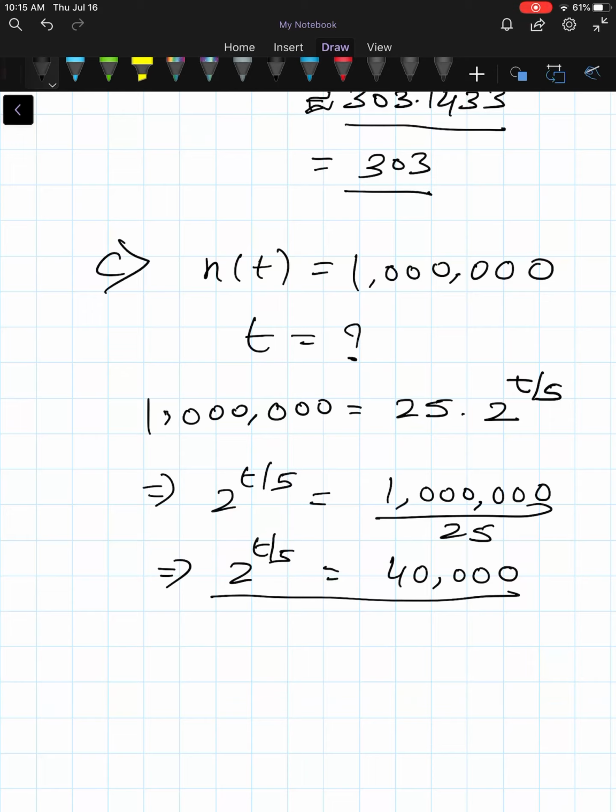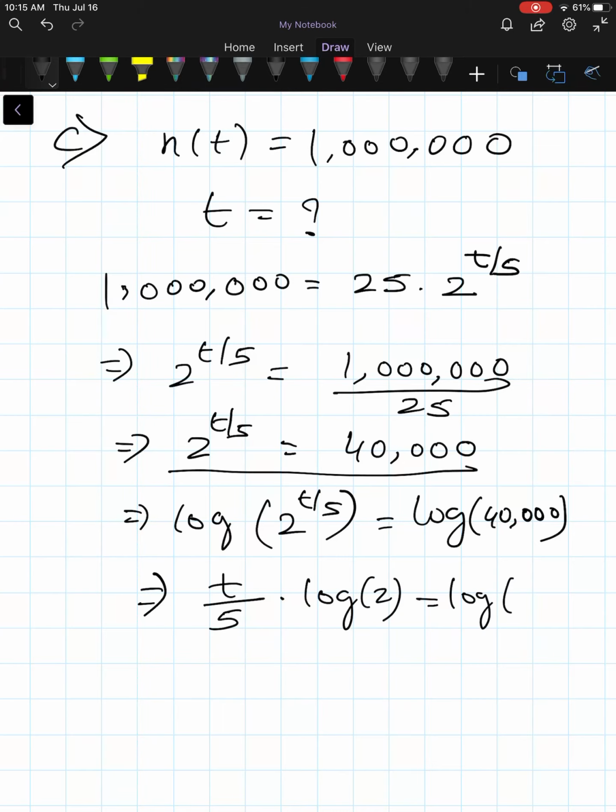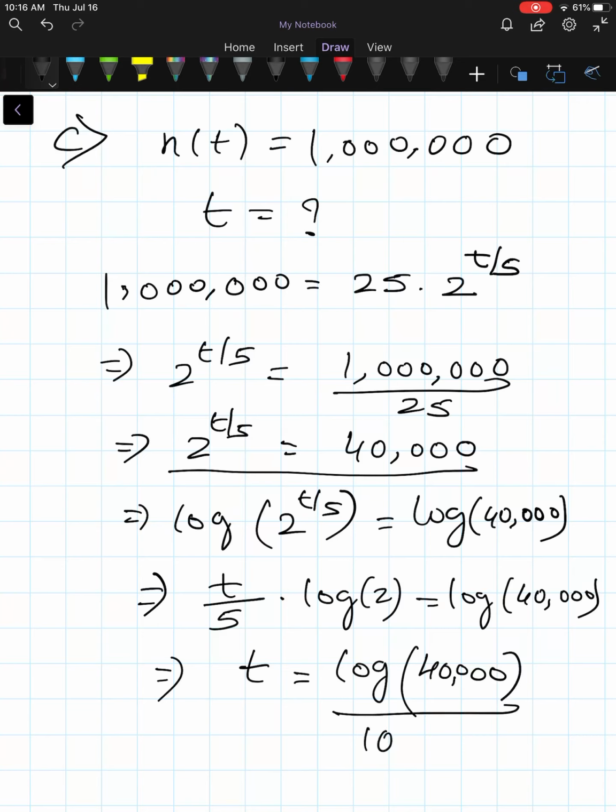We completed step 1. What was step 2? We apply log on both sides. So log of 2 to the power of t by 5 equals log of 40,000. Applying the laws of logarithm, we get t over 5 times log of 2 equals log of 40,000. So t equals log of 40,000 divided by log of 2, times 5.